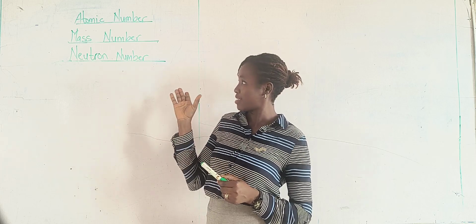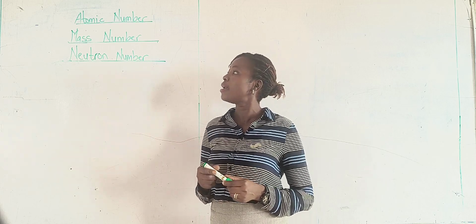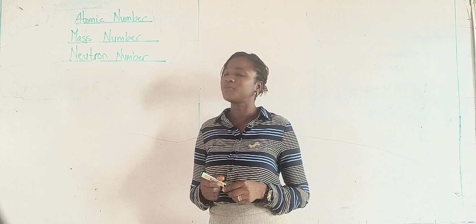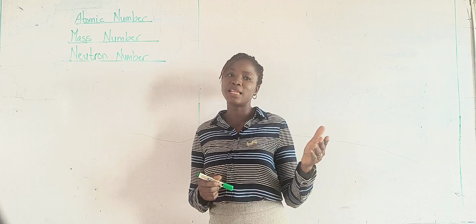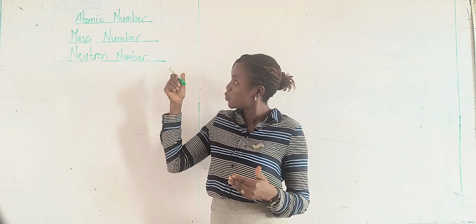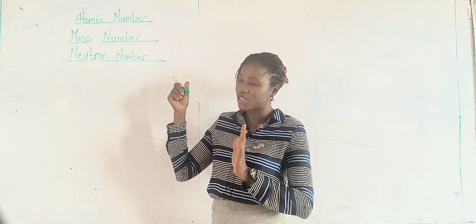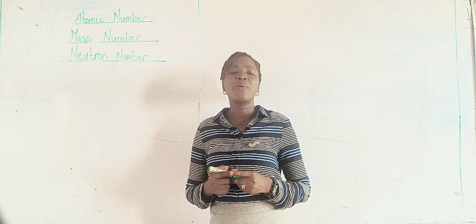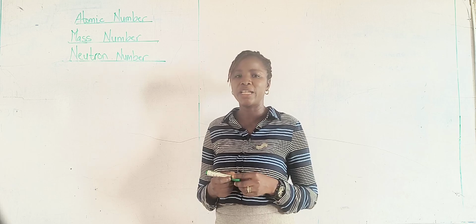Another interesting topic: the atomic number, the mass number, and the neutron number. In the previous class we looked at the first 20 elements, which will help us do justice to this topic very well. What is an atomic number? An atomic number is the proton number of an element.